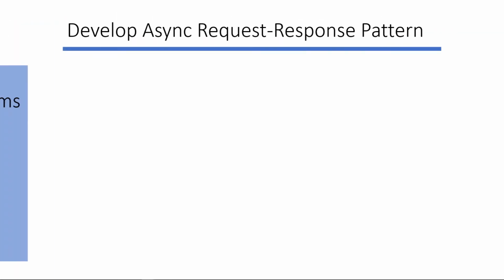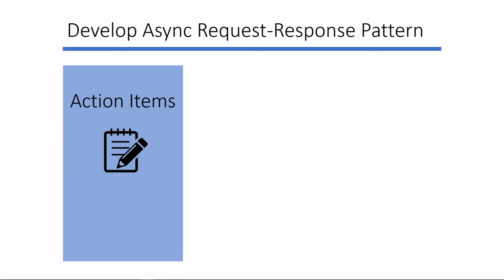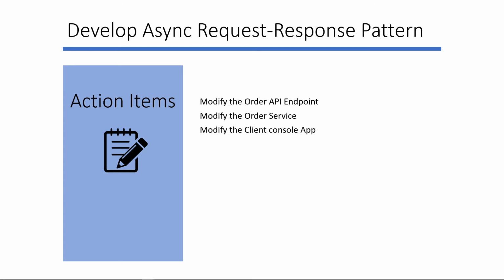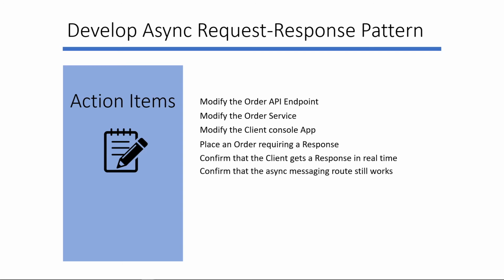So in this section, we'll develop the async request response pattern. We will modify the order API endpoint. We will modify the order service. We will modify the client console app. We will place an order requiring a response. We will confirm that the client gets a response in real time. And we will confirm that the async messaging route still works.